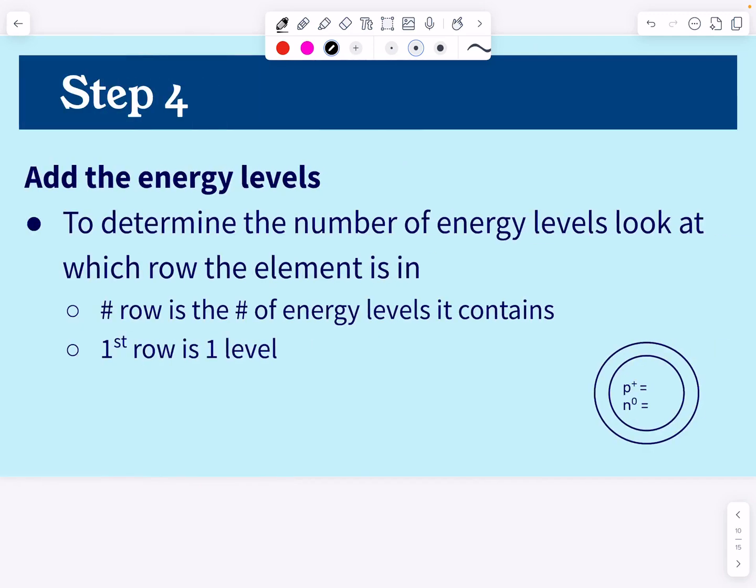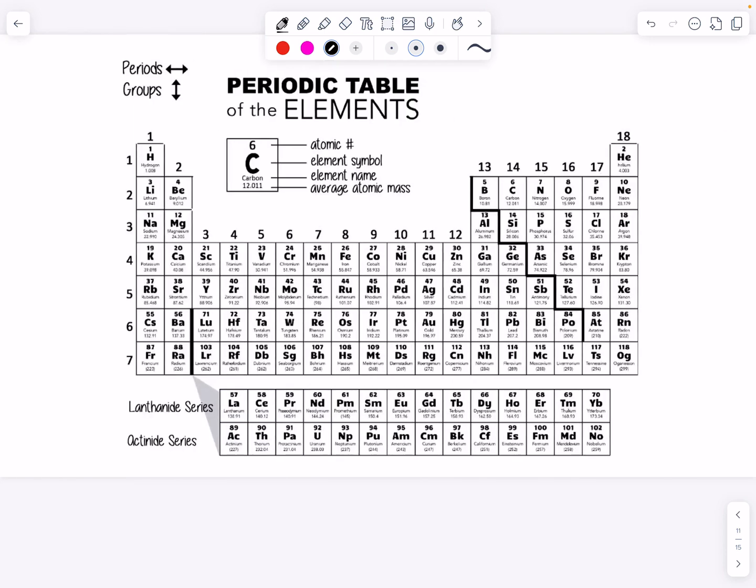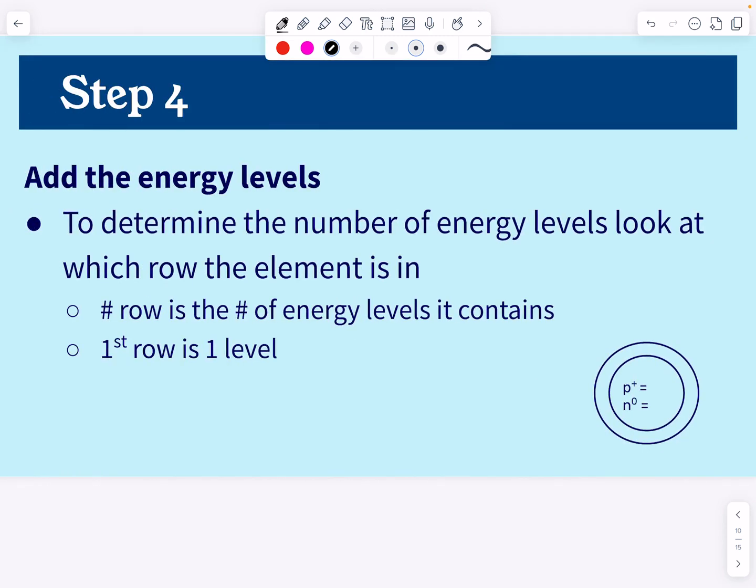The next step is to add the energy levels. To determine how many energy levels, you look at the row the element is in. Remember, rows go from left to right. You need to get your periodic table out, and you can see mine here. Oxygen is in this second row right here, so that means it's going to have 2 energy levels. In our example, we have our nucleus, and then we have 2 circles around our nucleus.